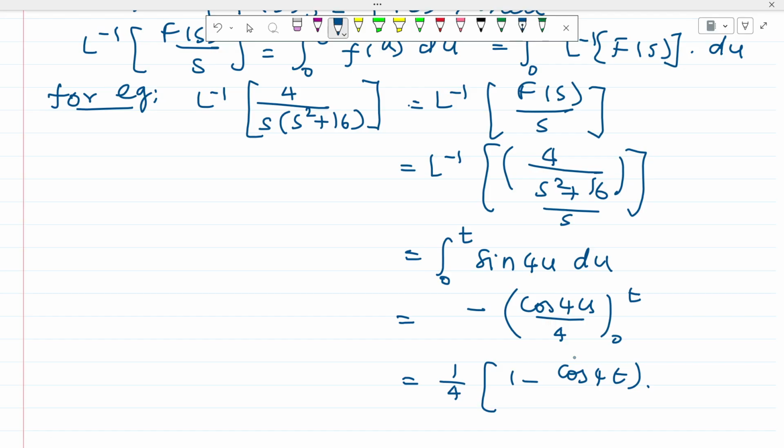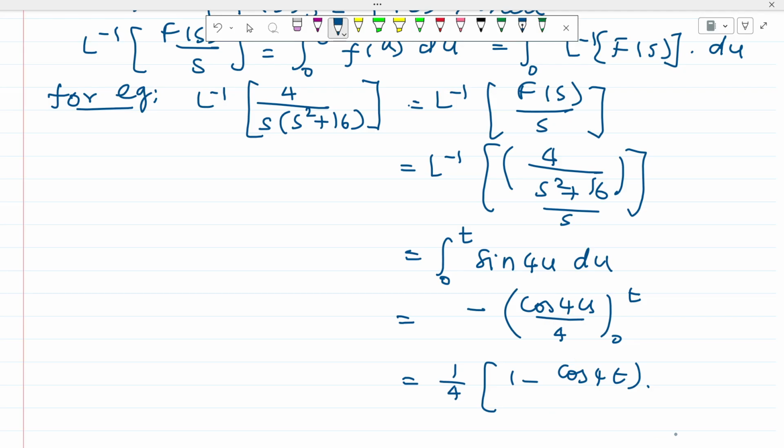Totally 8 properties are there: linearity property, first shifting property, second shifting property, change of scale property, and then inverse Laplace transform of derivative, inverse Laplace transform of integral, and then inverse Laplace transform multiplication by s, and inverse Laplace transform division by s. So these are the 8 properties.